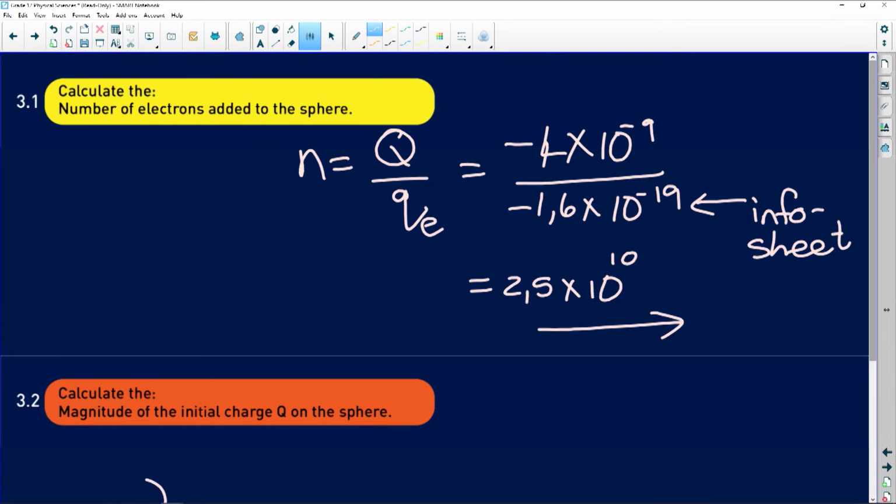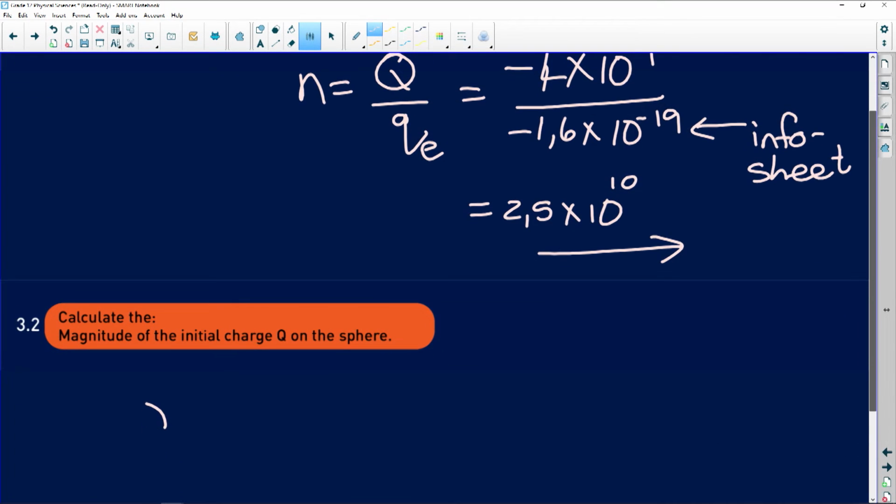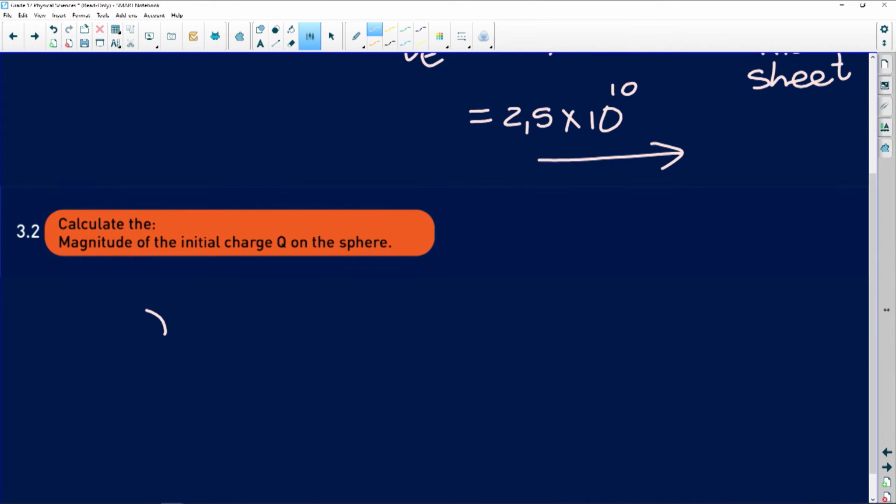And remember, the electron has a negative charge. So by adding all these extra electrons, we're going to get a negative charge on that charge Q, and it was minus 4 times 10 to the minus 9. Right, so let's go to the next question, and it says calculate the magnitude of the initial charge on the sphere. All right, so this is going to be a higher order question.